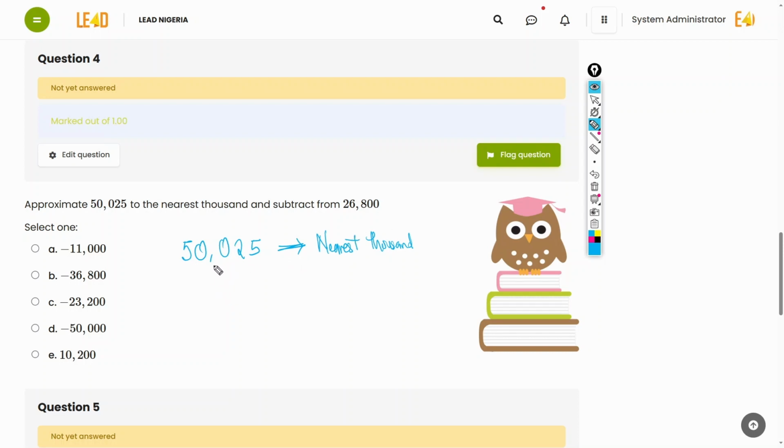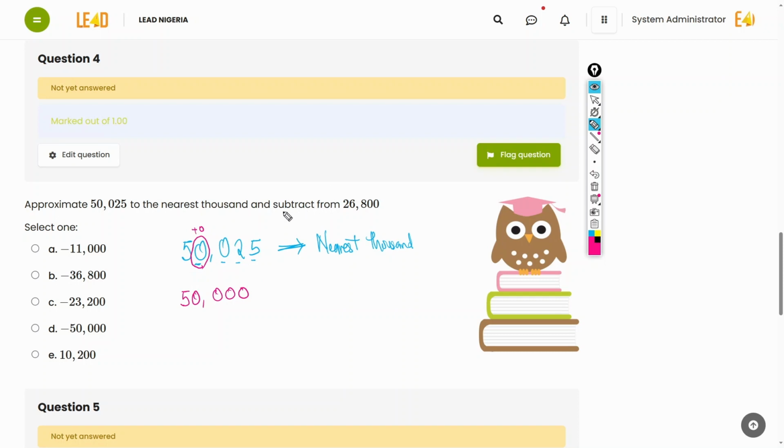So if I approximate 50,025 to the nearest thousand: units, tens, hundreds, thousand. So this is my thousand position. I'm going to put a circle around that. So I'm rounding here. What I do is I test the digit to the right, which is a 0. 0 is a weak number, so I'm just going to say +0. So my answer is going to be 50,000. So I've rounded 50,025 to the nearest thousand.